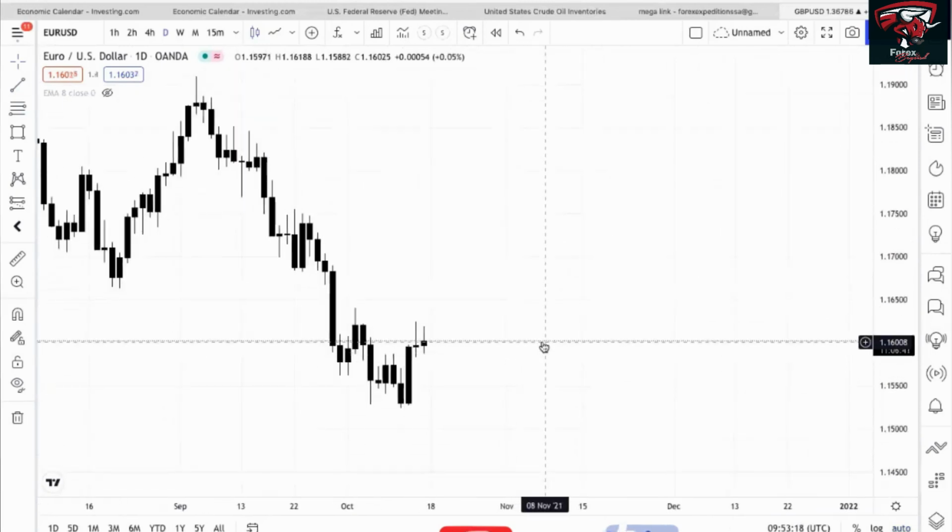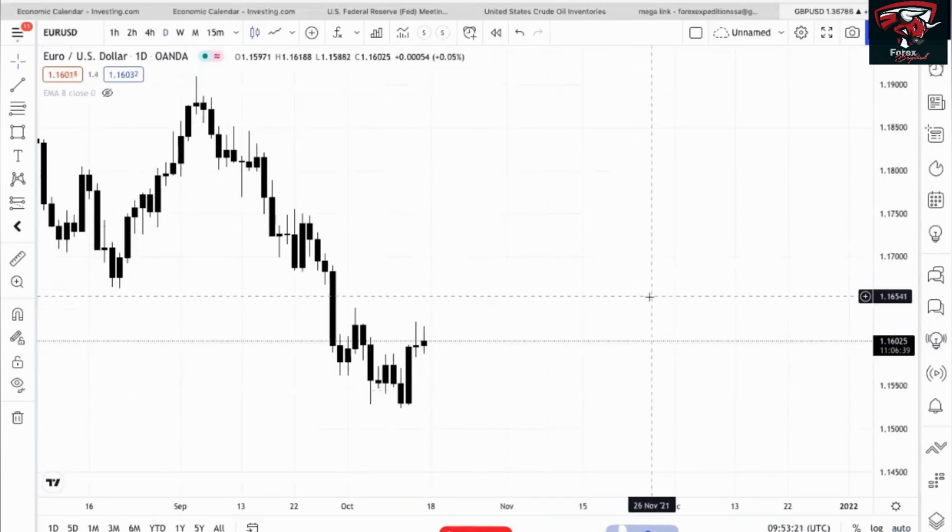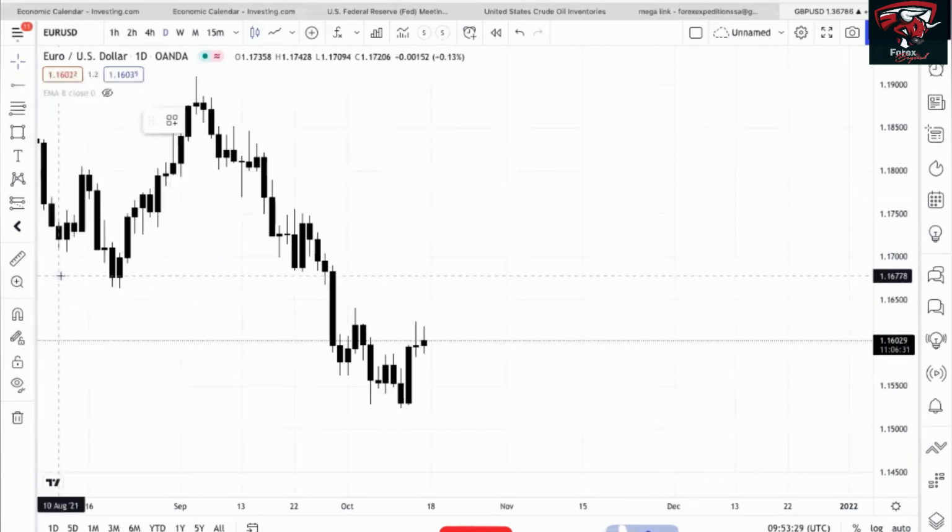First thing to do when you go on a price chart, identify where the price is currently. Where's the price, guys? The price is at 1,600. So that means we're trading between what and what? Come again, quick. The price is at 1.16. That means we're trading between what and what?